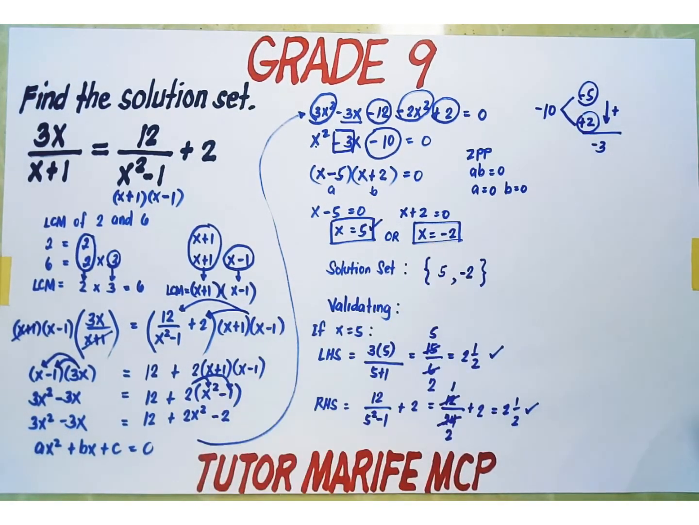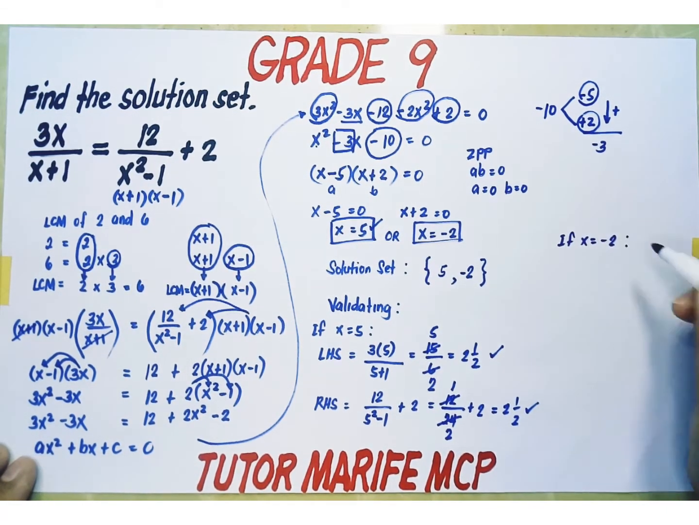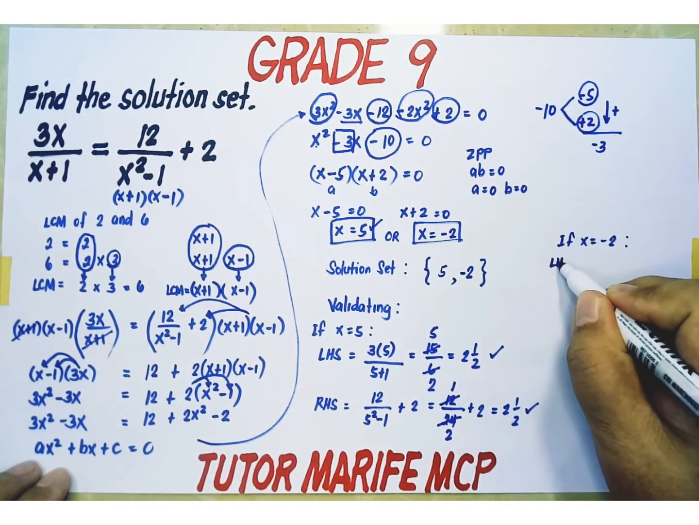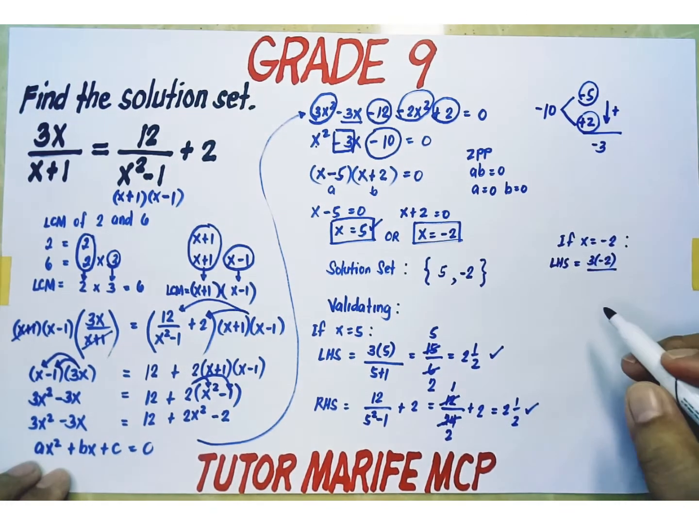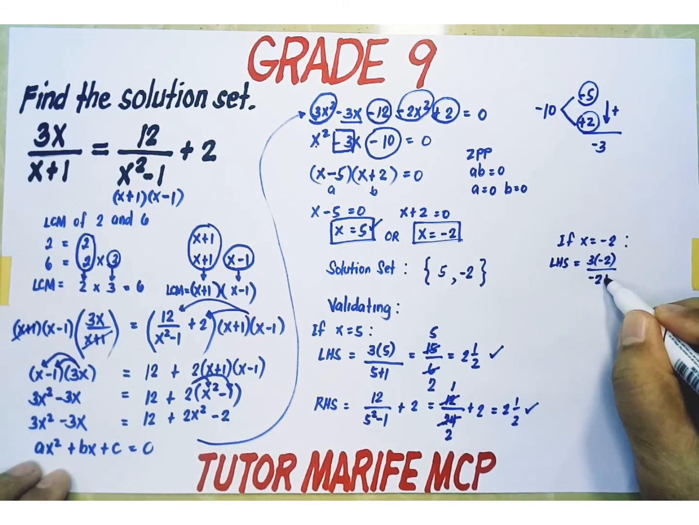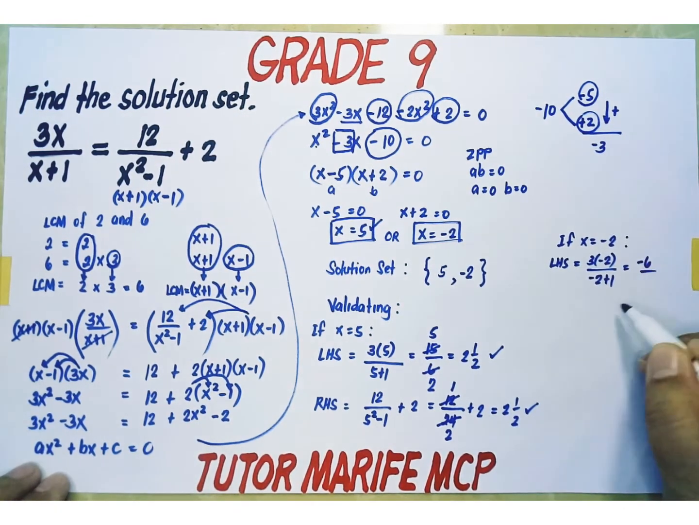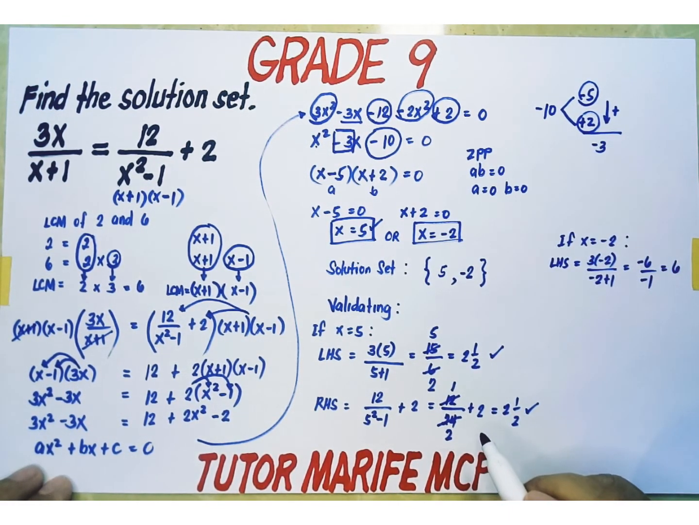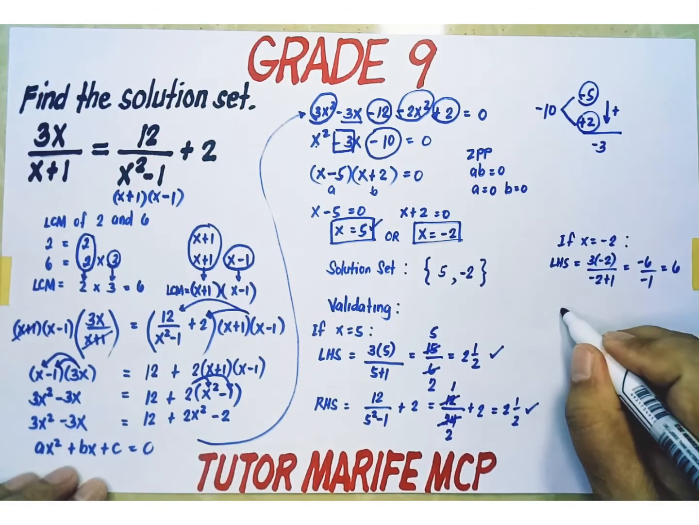Next, let's validate our second solution. If x equals negative 2, we plug it into the left-hand side. So, left-hand side equals 3 times negative 2 over negative 2 plus 1. 3 times negative 2 is negative 6. Negative 2 plus 1 is negative 1. So, it's positive 6.